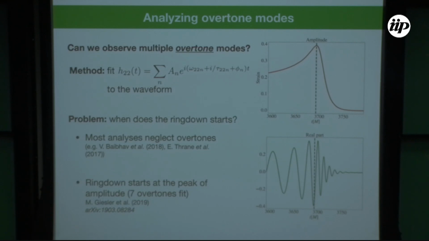But there was one paper by Giesler, in which Max is an author, where they analyzed the ringdown considering the overtones, and in their paper they show that the ringdown can start at the peak of the amplitude if they have 7 overtones. So here in this plot we have the amplitude of our gravitational wave, and the ringdown would start here, which is the peak of amplitude, and they could fit 7 overtones.